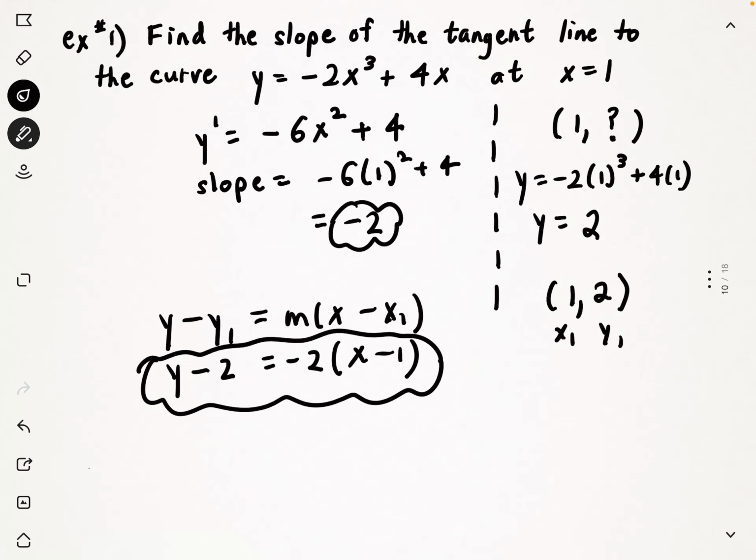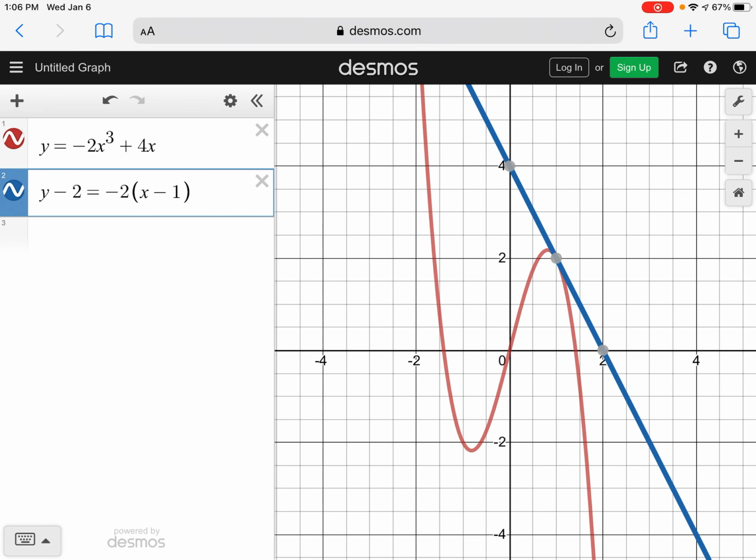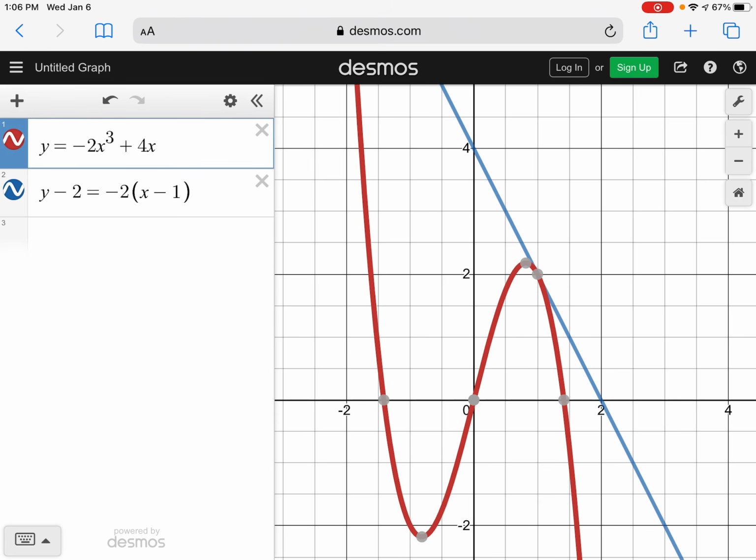So just make sure you read the question carefully. Sometimes you're just asked for slope, which is easier, so you would leave it at negative 2. Sometimes you're asked for the entire equation, and you have to go a couple of steps further. And if you wish to, you can check Desmos to see if you have the answer correct. Take a look at this. I graphed both the original function in red and the equation of the tangent line in blue, and you can see that this is definitely a tangent line at that point 1, 2. It definitely just touches that curve at one particular point only.